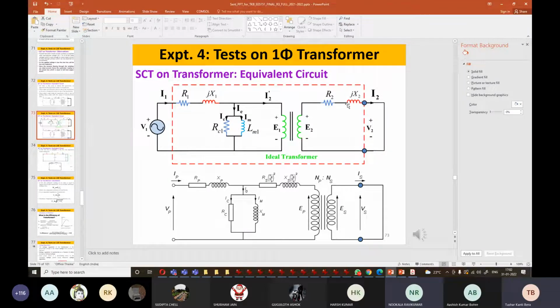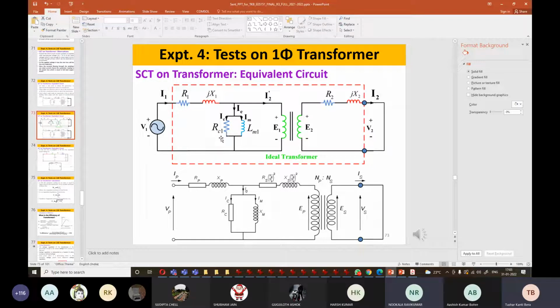X1 and X2 appear due to the leakage reactance of the windings, and R1 and R2 are the ohmic resistance of the windings, because whenever we make windings, they have their own ohmic resistance, and that cannot be avoided. We cannot develop an ideal inductor without any resistance. Whenever we take some wire and make primary and secondary windings, resistance will automatically be there, as they are made for the electromagnetic induction process in transformers. So there will be leakage resistance and leakage reactance.